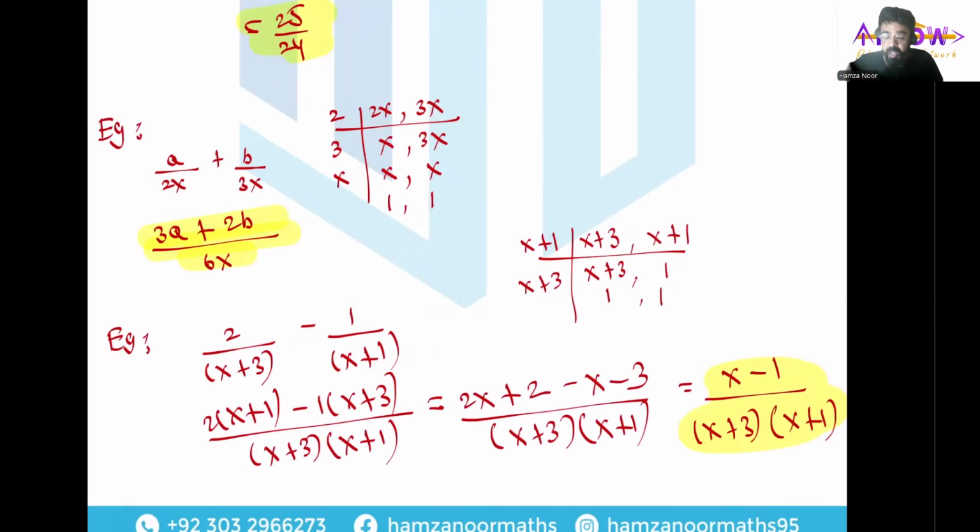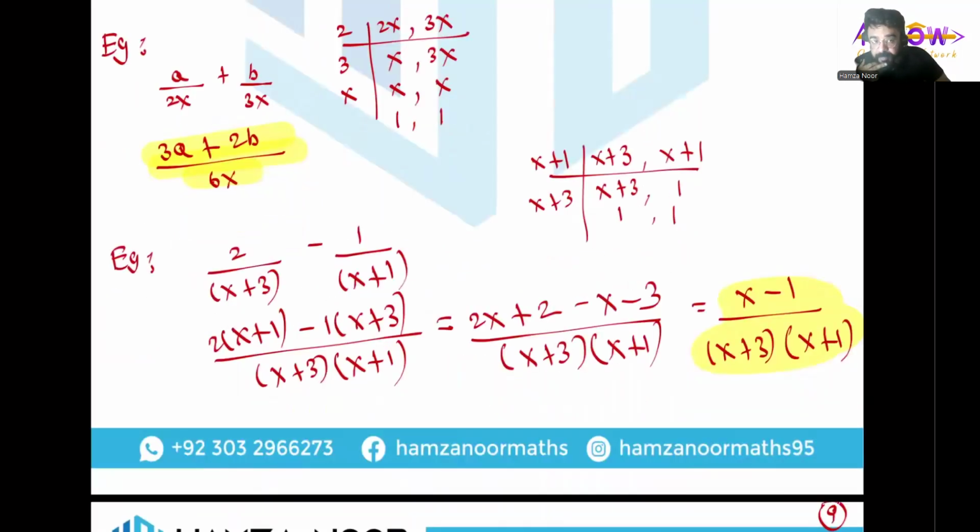Okay. So now I'm going to expand the numerator over here. So 2x plus 2 minus x minus 3. So 2x minus x is basically x, and 2 minus 3 is minus 1. This is divided by x plus 3 multiplied by x plus 1. Here we have obtained a form after which we cannot cancel out any common factors. So here you go. This is supposed to be your answer.